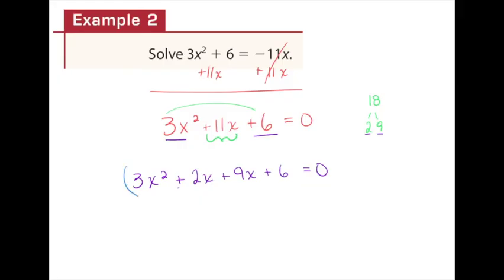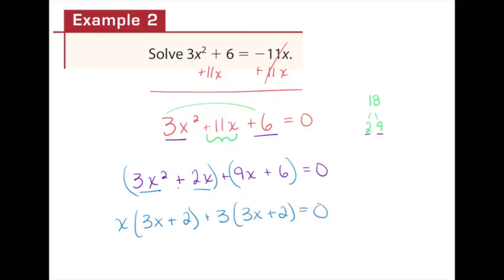So I'm going to group the first 2. I'm going to group the second 2. My common factor here is an x, and I have 3x plus 2 left over. Common factor in my second group is a 3. I have 3x plus 2 left over. And then, of course, now I have the group itself in common. 3x plus 2. What's left over is the x plus 3. And I have factored it.